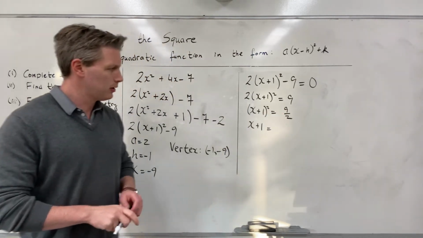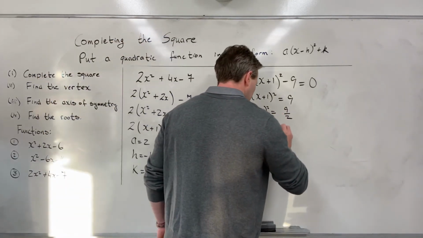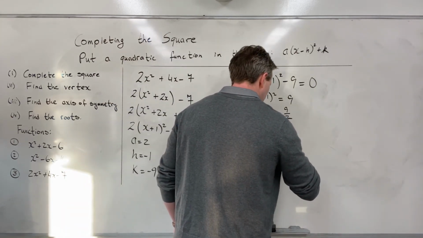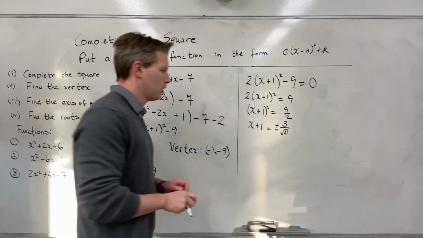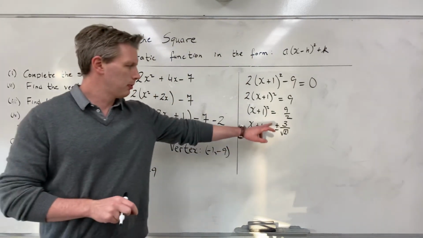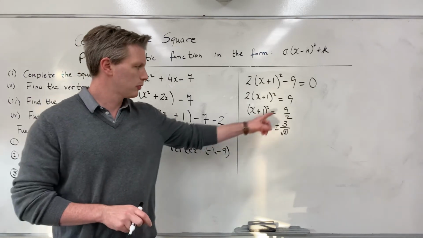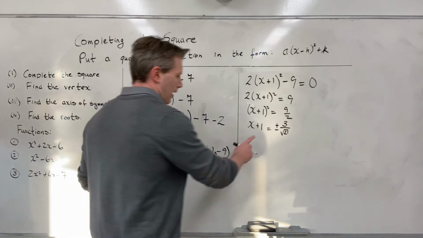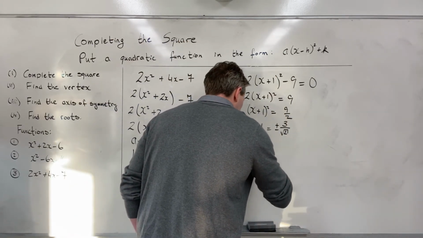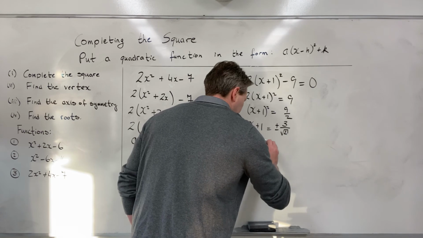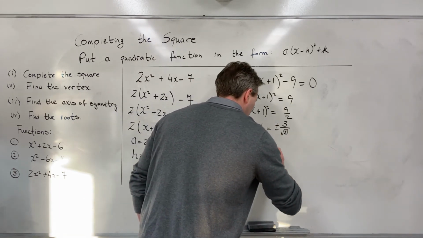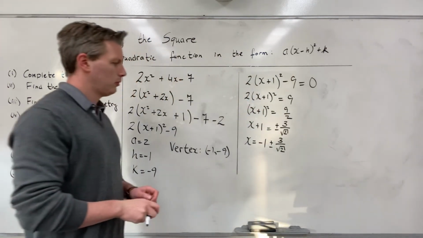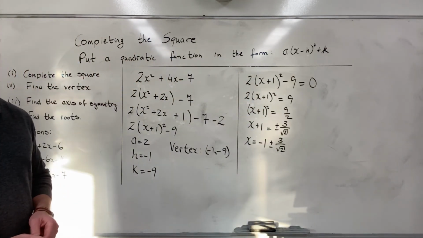The square root of 9 over 2 is plus or minus. The square root of 9 is 3. And the square root of 2 is root 2. And so I have x plus 1 is equal to plus or minus 3 over the square root of 2. The square root of 9 over 2 is plus or minus 3 over root 2. To get x, I'm going to simply subtract 1 from both sides. So I get x equals minus 1 plus or minus 3 over the square root of 2.